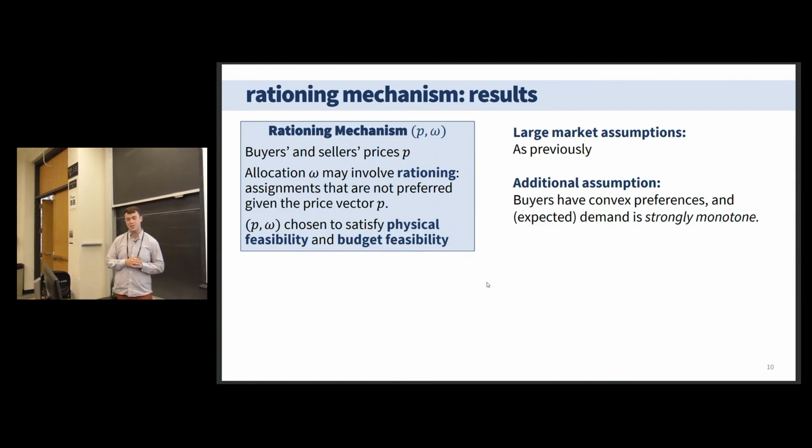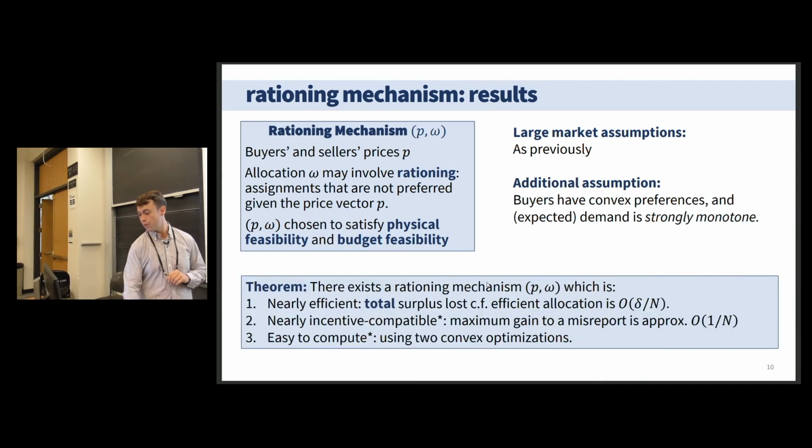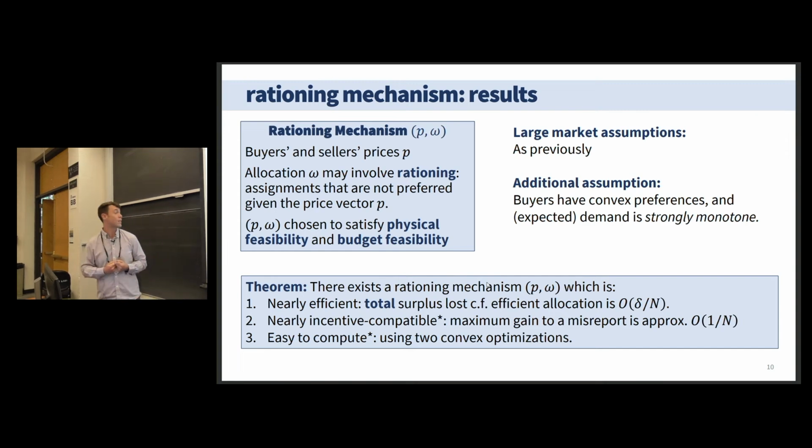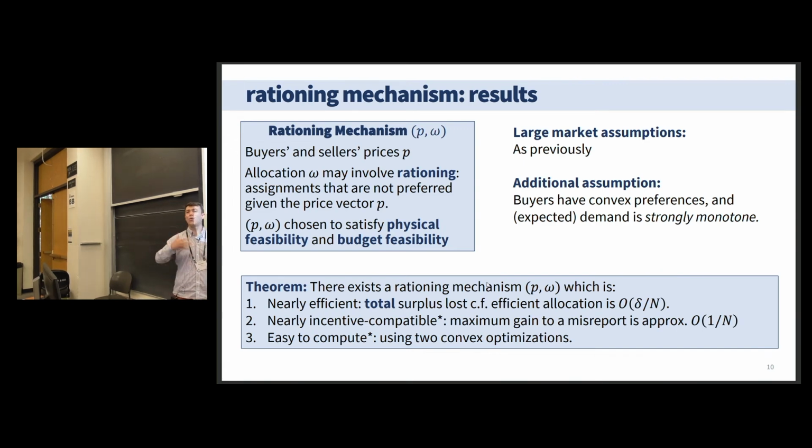Just jumping forward to the rationing mechanism, I'm going to state the theorem on this one and not talk through the proof. You'll remember we are going to assume that one side of the market has convex preferences for the rationing mechanism so that we can definitely get a market clearing allocation. And moreover, we're going to assume that one side of the market has strongly monotone preferences. That gives us the result that there exists a rationing mechanism which is nearly efficient and an order of magnitude faster than the previous result.